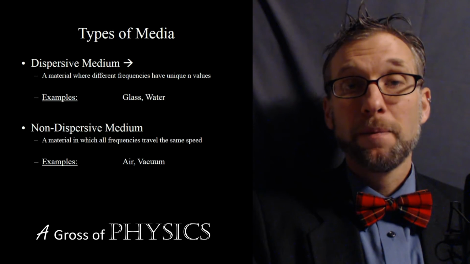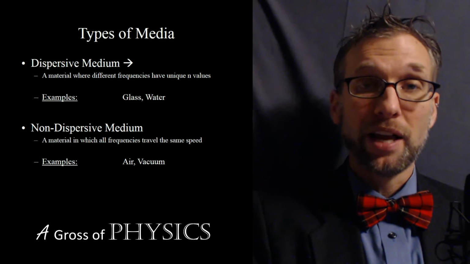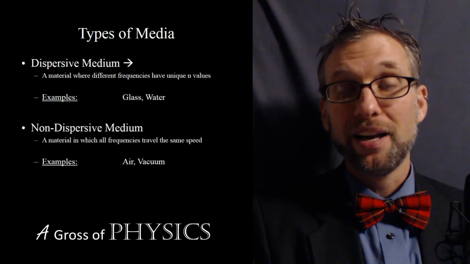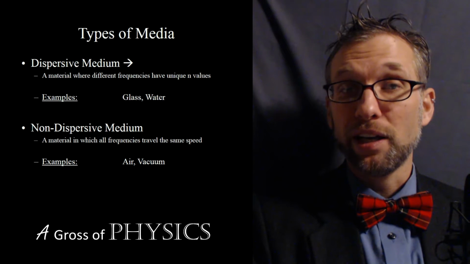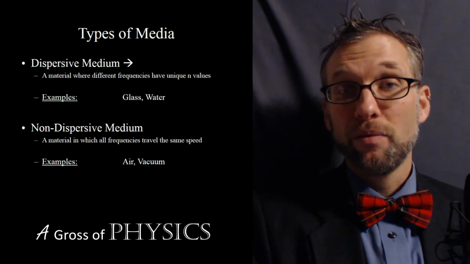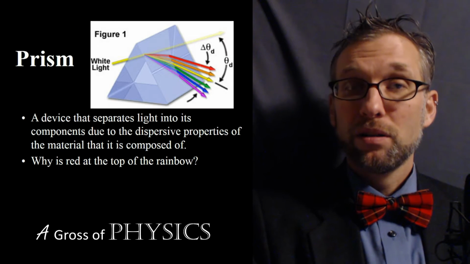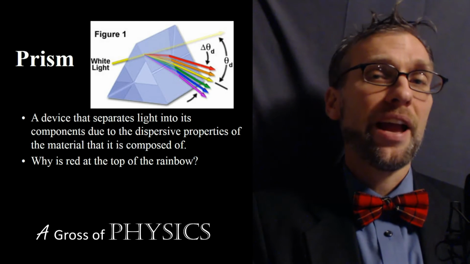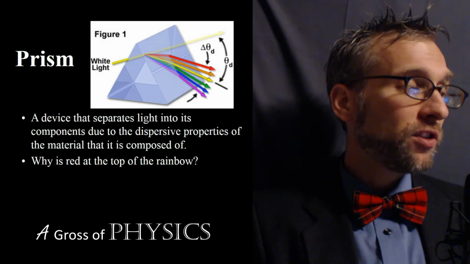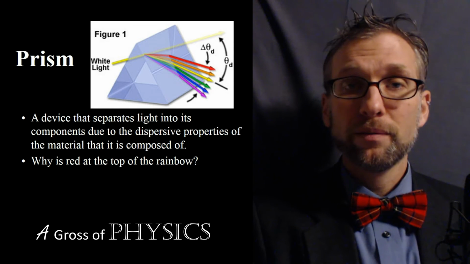White light comes in, and the red light will travel at a different index of refraction than the yellow light, than the green, than the blue, than the violet, and they all turn at different amounts. Because they turn differently, when they leave the prism, they're going to form a rainbow. Now, notice, rainbows are formed in the sky as well. And I just said that air is a non-dispersive material. So how do rainbows work in the real world?